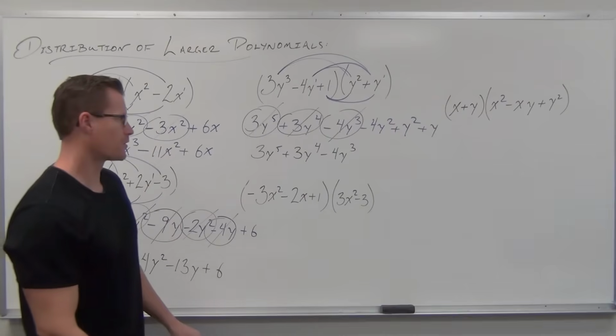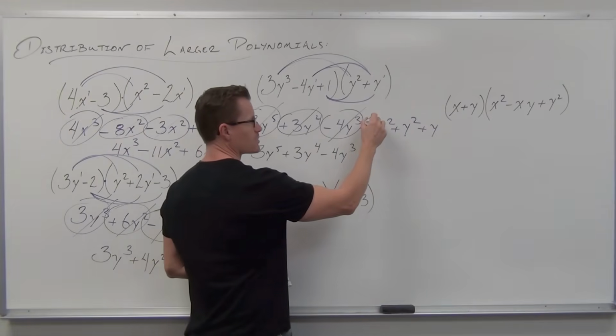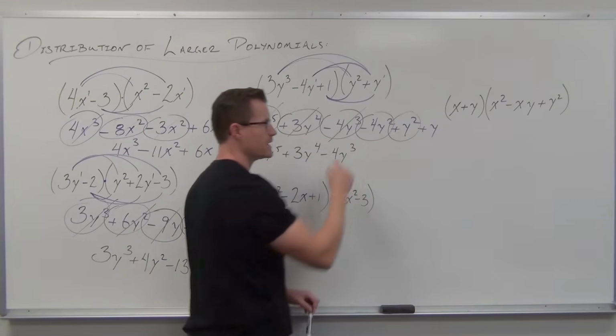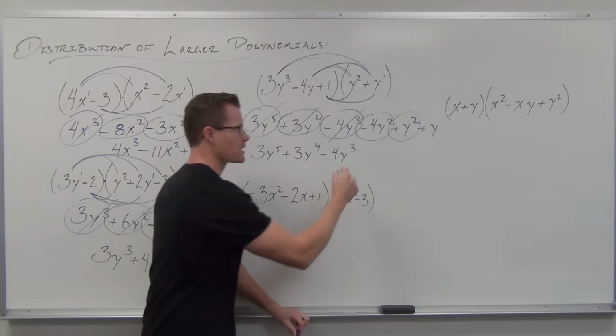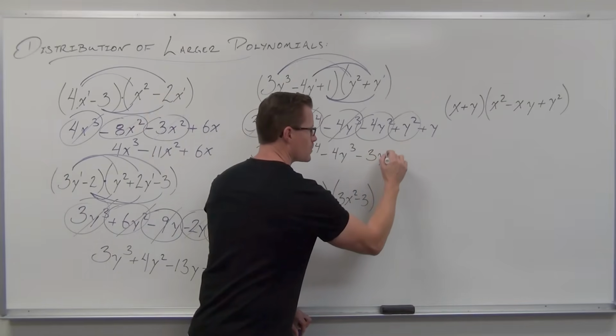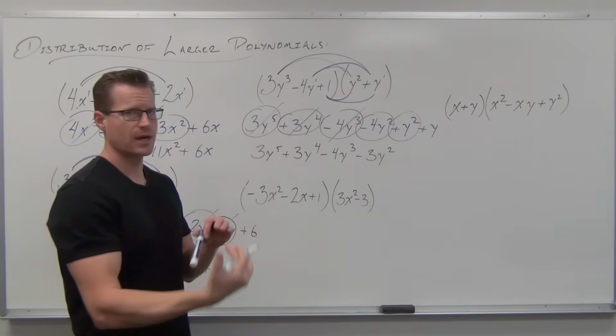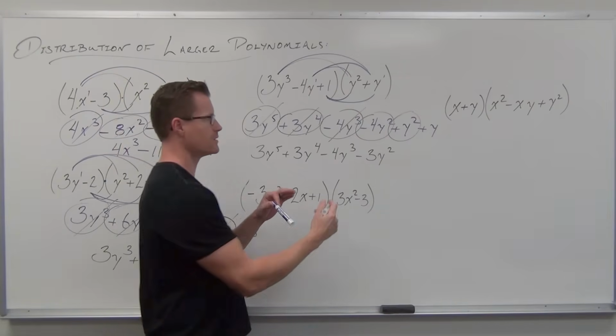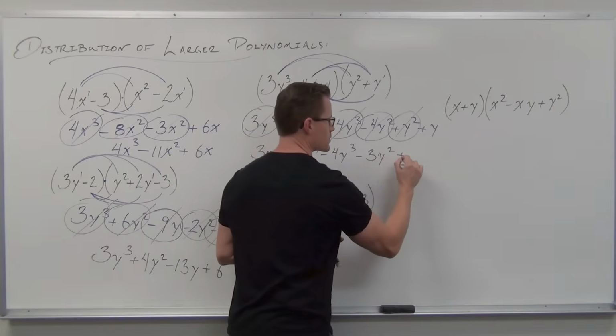So negative 4y to the third. Now we have a couple like terms with our y squareds. We have a negative 4y squared. We have positive y squared. That's negative 3y squared. We don't do anything with the exponents when adding and subtracting. There's nothing underneath that. And lastly, plus y.